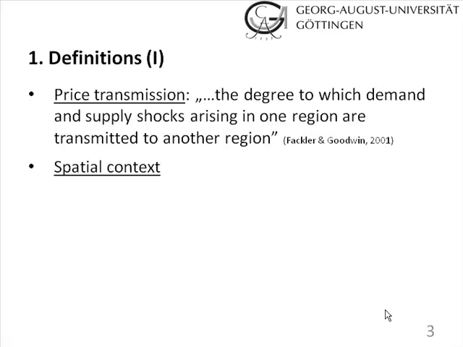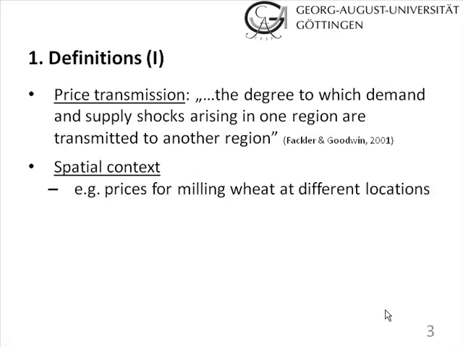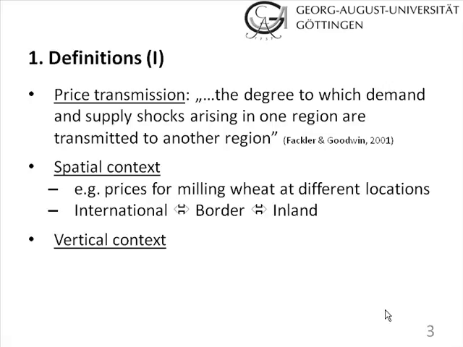This work is done in two contexts. The first is the spatial context. So, as an example, we're looking at the prices for milling wheat or for maize or rice in different locations on the globe or within a country. So often we're looking here at questions of transmission of prices from international markets to border prices to inland prices at domestic locations where production or consumption takes place.